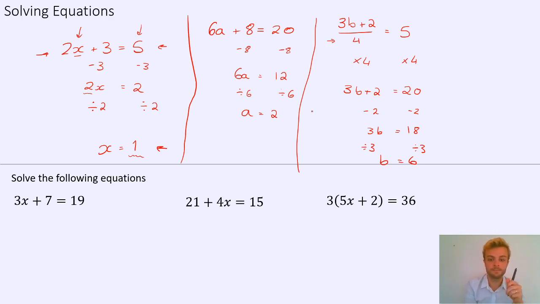But I will just say, the last one here, question 3, you're going to need to expand the brackets first before you can solve the equation. So pause here if you want to have a go at those, or just leave it playing and I'll talk through the answers.